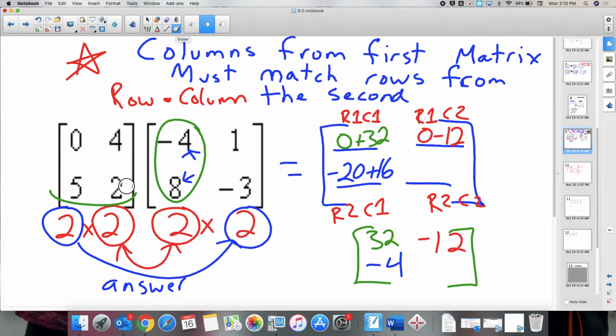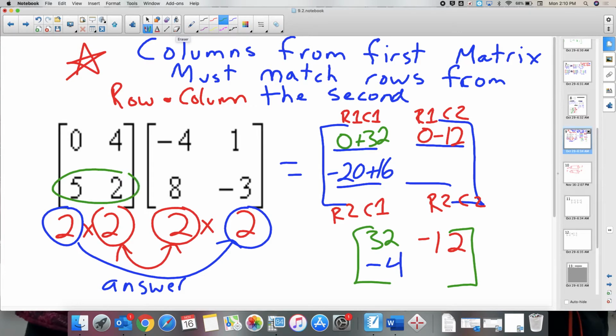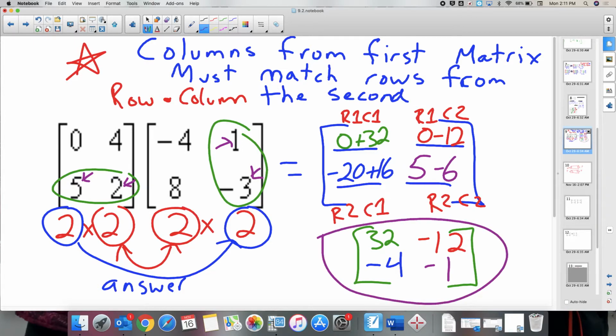Then for our last one, now we have row 2 times column 2. First times the first. 5 times 1 is 5. Second times the second. 2 times negative 3 is negative 6. So we get a negative 1 when you add those or subtract those values. This is your answer then. Notice it's a little more complicated than just adding or subtracting.